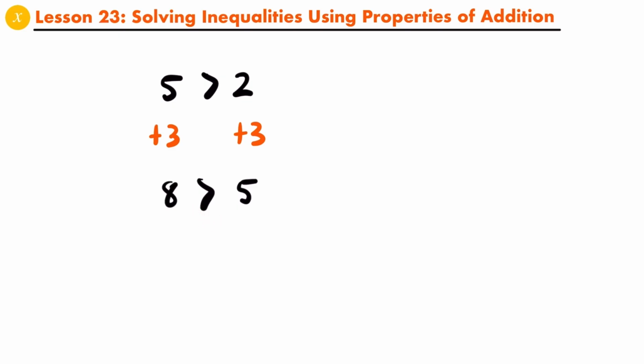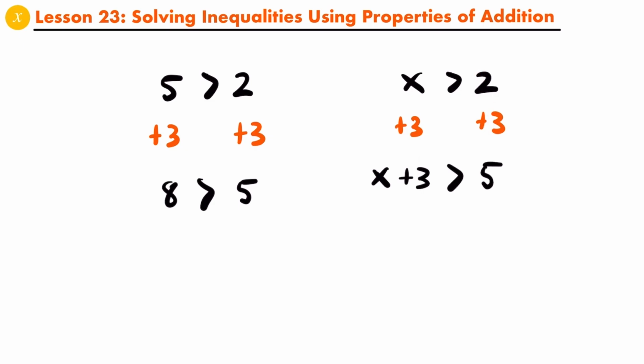And so keeping that in mind, let's now consider an inequality with a variable such as x greater than 2. That right there is a solution set for an inequality, but watch what happens if we do the same thing here. Let's add 3 to both sides of the inequality. If we add 3 to both sides, we'll have x plus 3 is greater than 2 plus 3, which is 5. Okay, so now we have an inequality that looks different than what we had before, but it actually still has the same solution set.